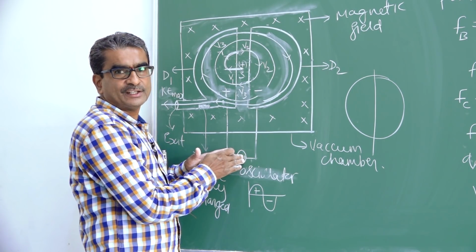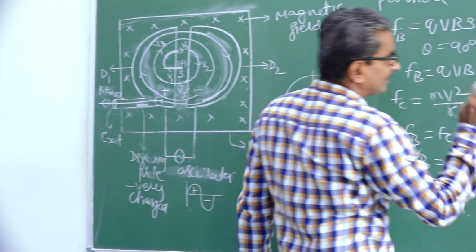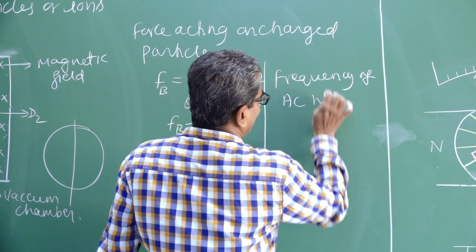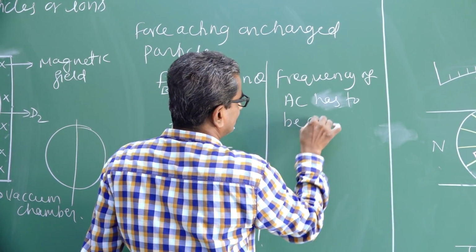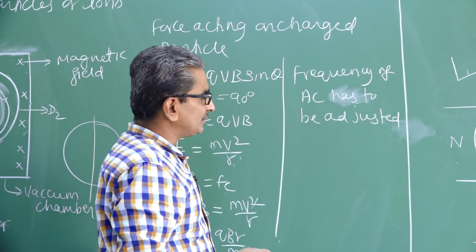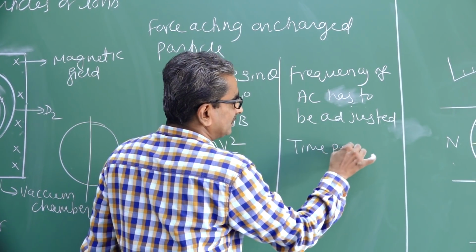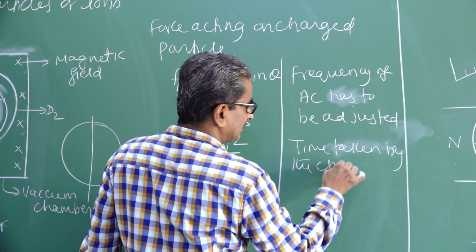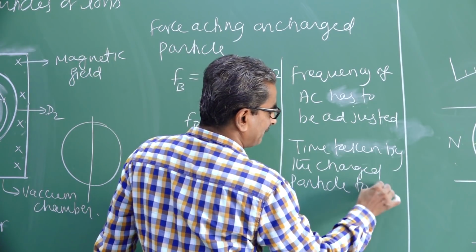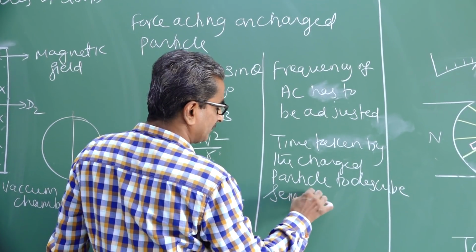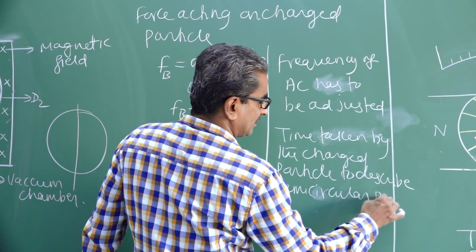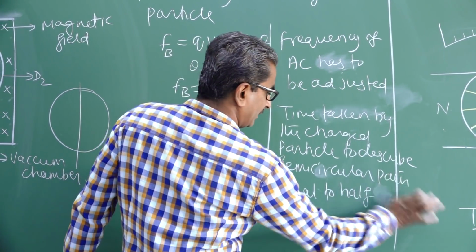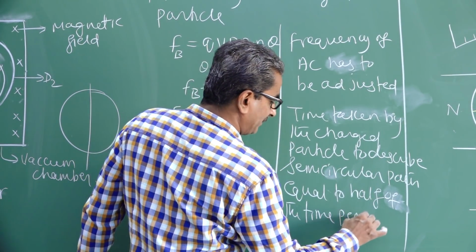The frequency of AC has to be adjusted in such a way that the time period, or else the time taken by the charged particle to describe the semicircular path, should be equal to half of the time period of AC.